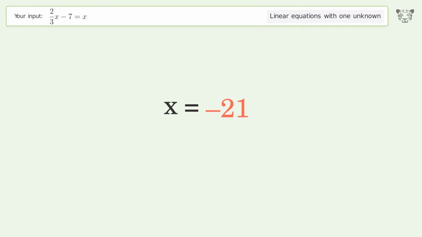And so the final result is x equals -21.